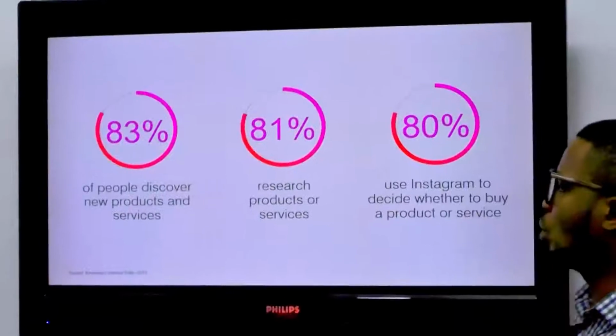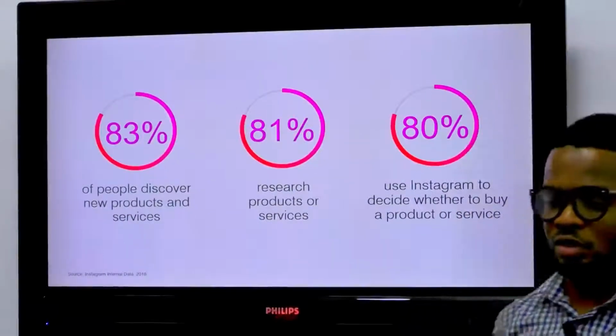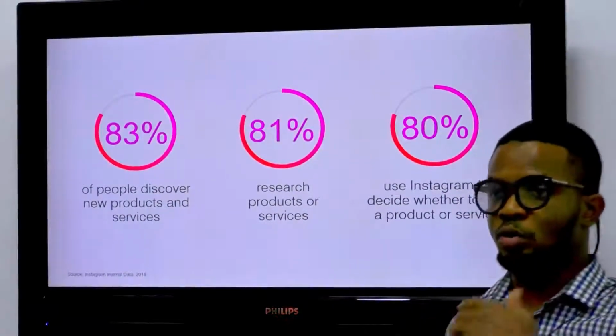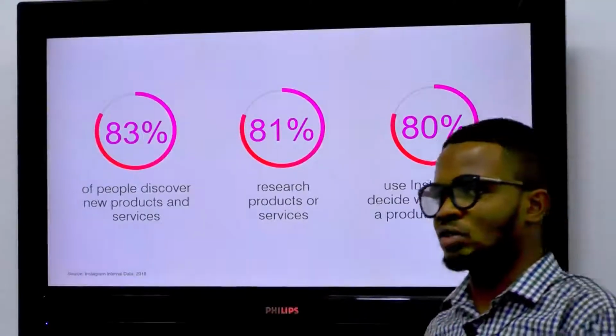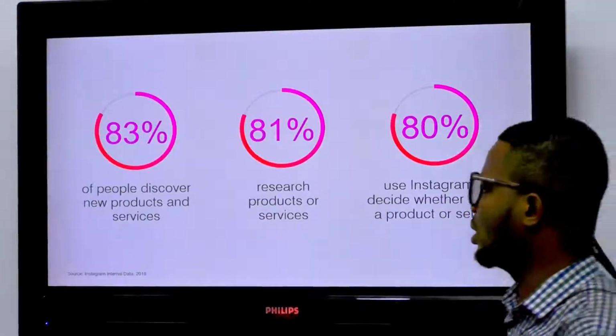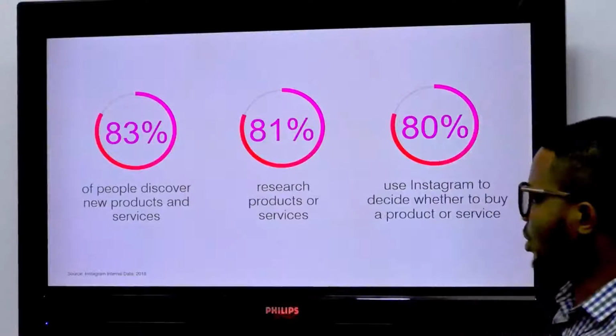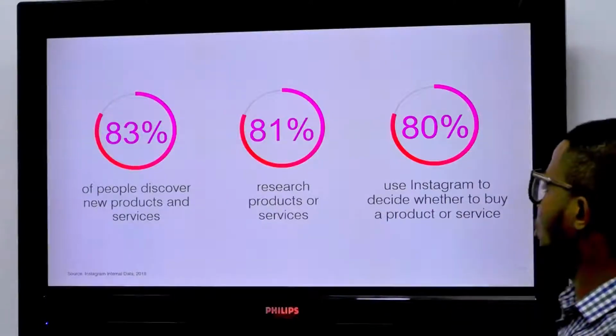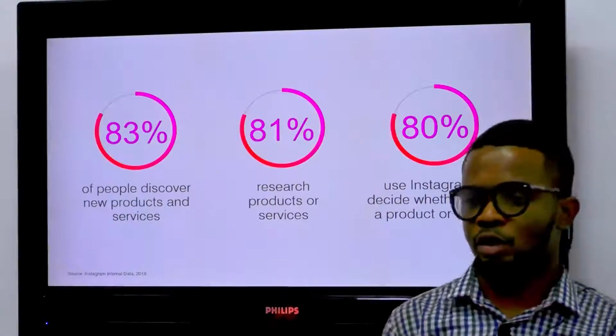83% of people discover new products and services on Instagram. People come to Instagram to do product research, to find out what is trending and what they can buy for themselves. People also use Instagram to decide whether they want to buy a product or not.